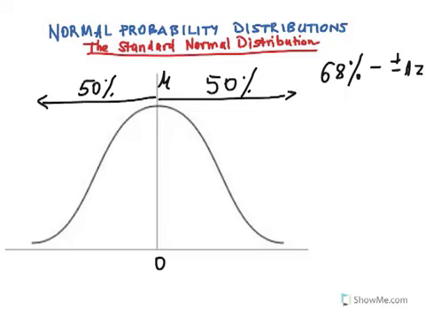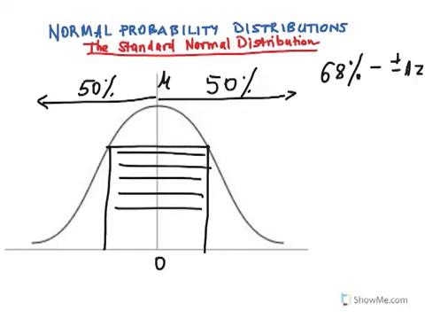Okay? So now if we have 68% of the cases, these 68% here will fall between 1.00 z and minus 1.00. Okay? Because that's the standard score z. So if this is 68%, then we have 34% on this side and 34% on this other side.